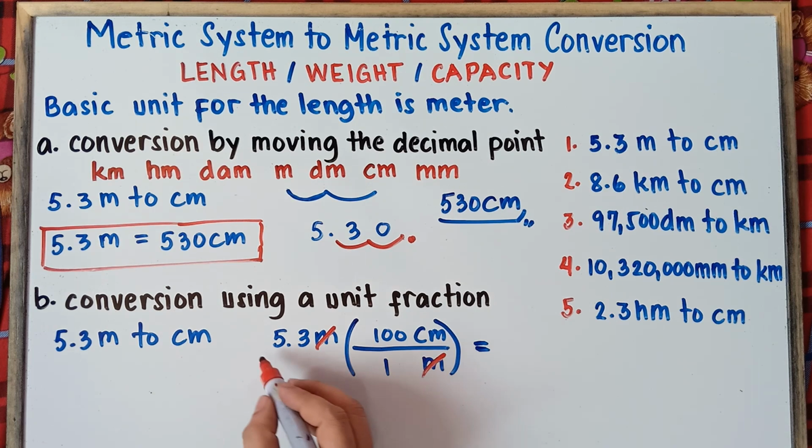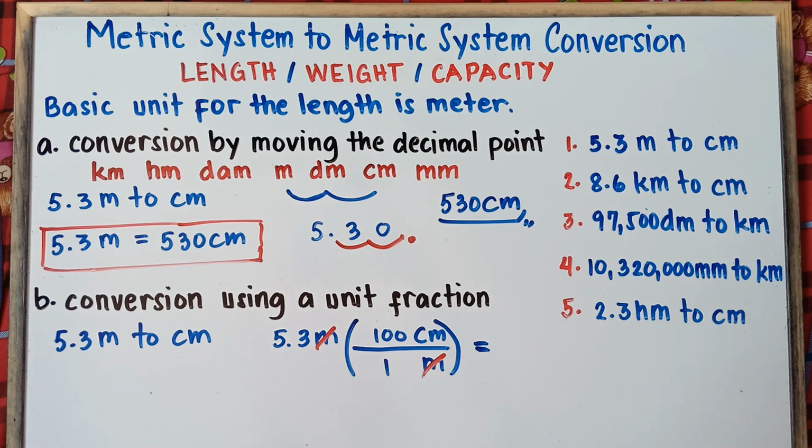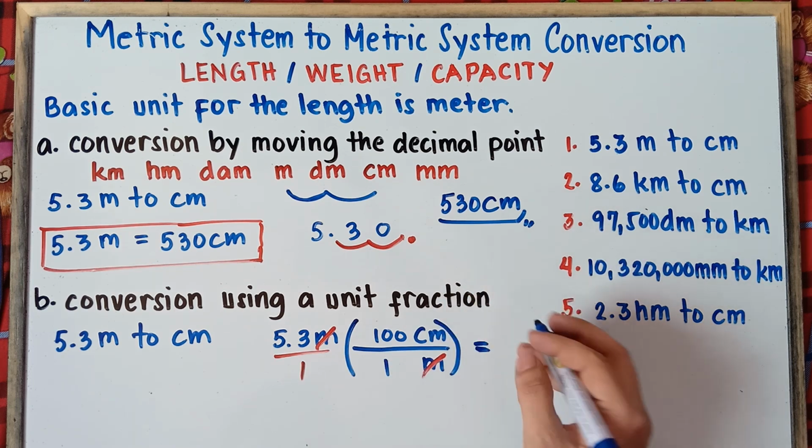Then you can put over 1 there, class, for our given. That's understood, class, that any number has a denominator of 1. You can put over 1 there, that's okay. And then simply multiply, class. 5.3 times 100, that would be 530.